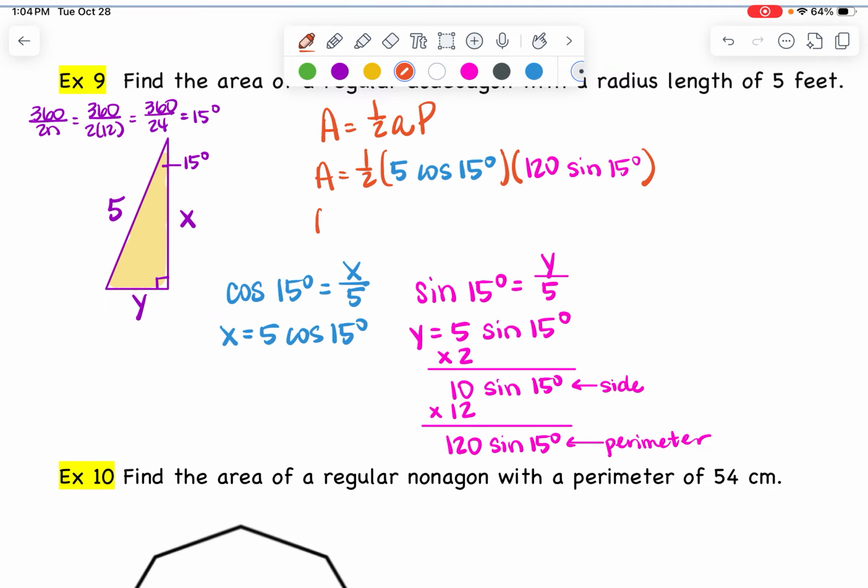All right, then I'm just going to put all that in my calculator. Here we go. 0.5 times 5 cosine 15. Please make sure you close the parentheses, or else you're going to be taking a sine of a cosine, so be really careful. And then times 120 sine 15, close parentheses. And I'm getting, what do you know? I'm going to take my little squigglies away because this is exactly 75.